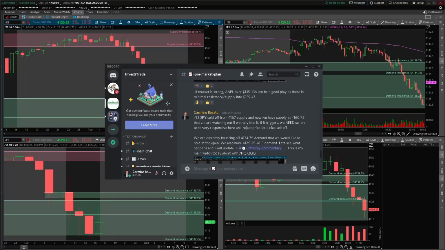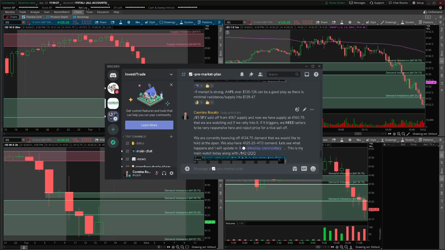Same thing as Nasdaq, on the S&P I chart the future and will trade SPY options or the contracts of the future itself. However, we had supply that we were selling off overnight, which formed new supply around 4160, 4167, that if we were to rally into, we were watching sellers to be responsive. We also had demand, keep this in mind, at 4134 and 4125.